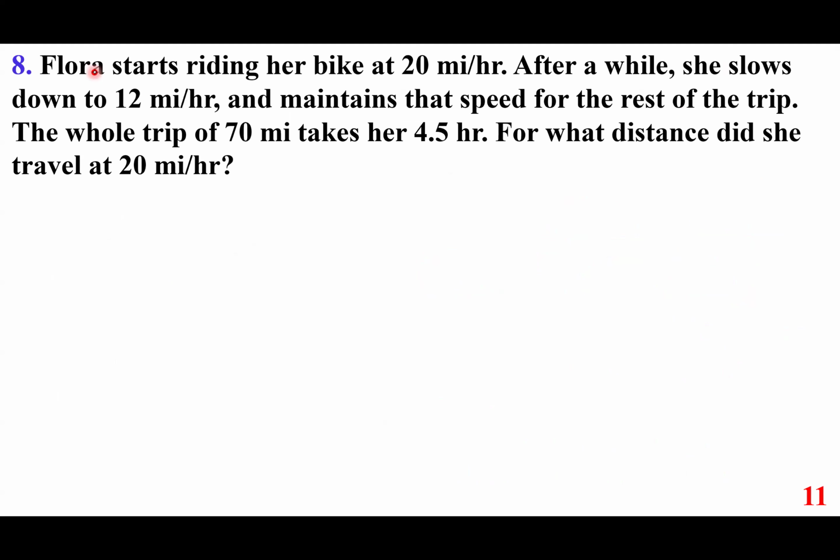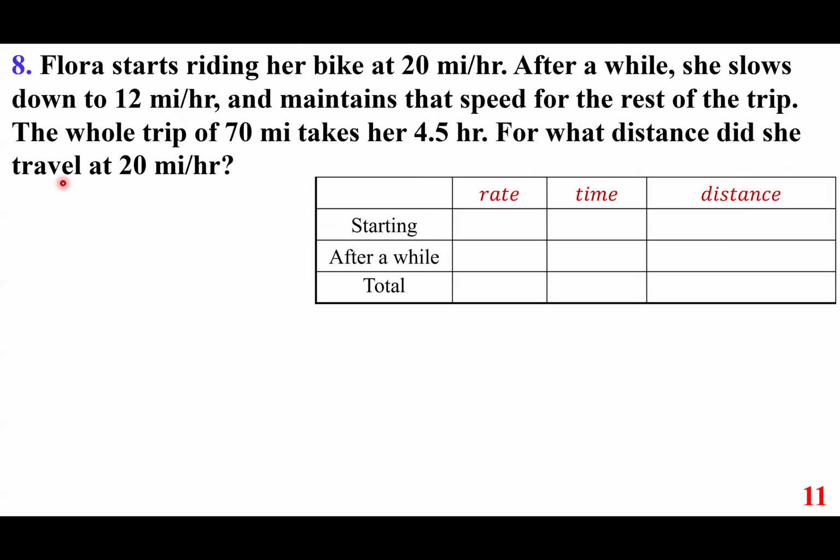Laura starts riding her bike at 20 miles per hour. After a while, she slows down to 12 miles per hour and maintains that speed for the rest of the trip. The whole trip of 70 miles takes her 4.5 hours. For what distance did she travel at 20 miles per hour? So this is a class of problem known as motion problem.